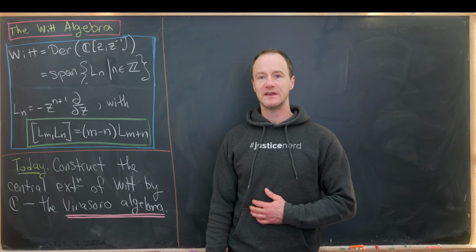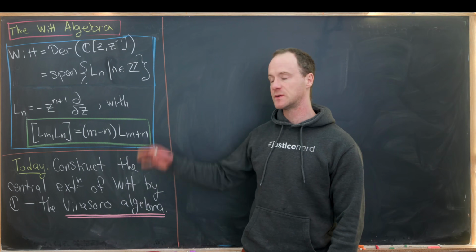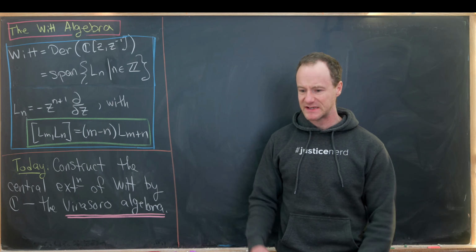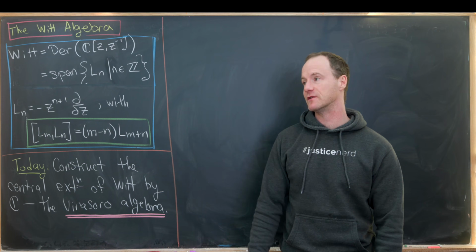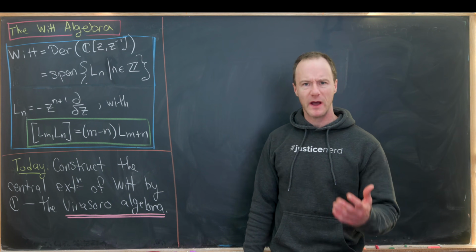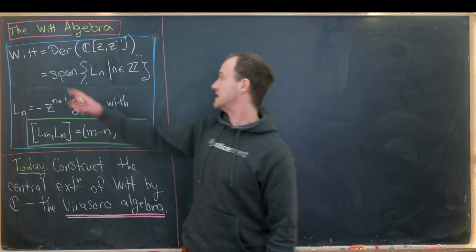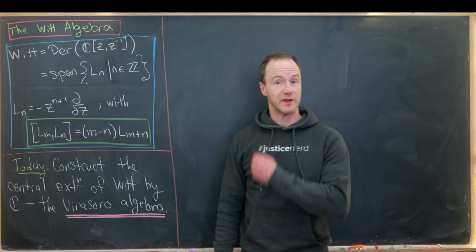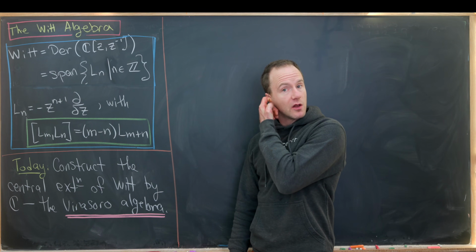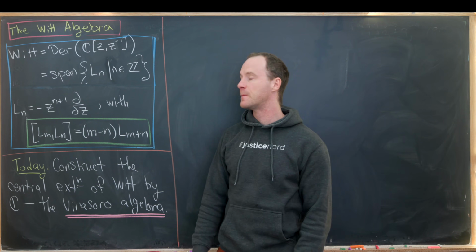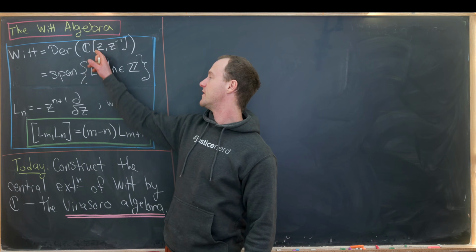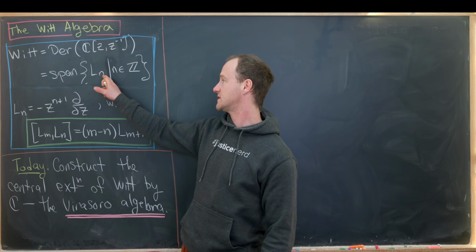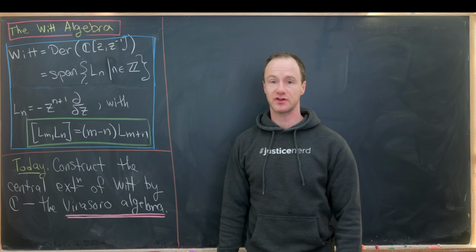But before we jump into that, we have a few things to do first. We'll recall what the Witt algebra is, and then we'll look at the basics of what a central extension of a Lie algebra is. Okay, so the Witt algebra is the Lie algebra of derivations of Laurent polynomials. So we went through all of these details in a previous video, but all of that ended with a basis for the Witt algebra given by these operators L sub n indexed by the integers.